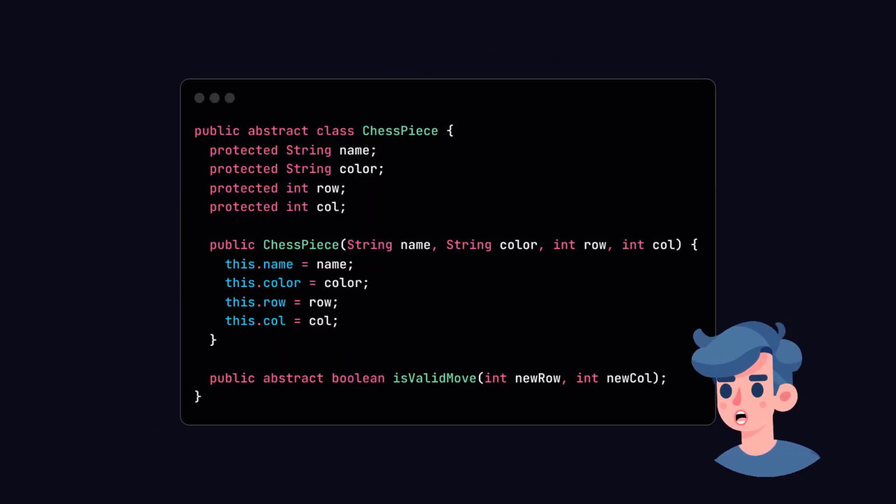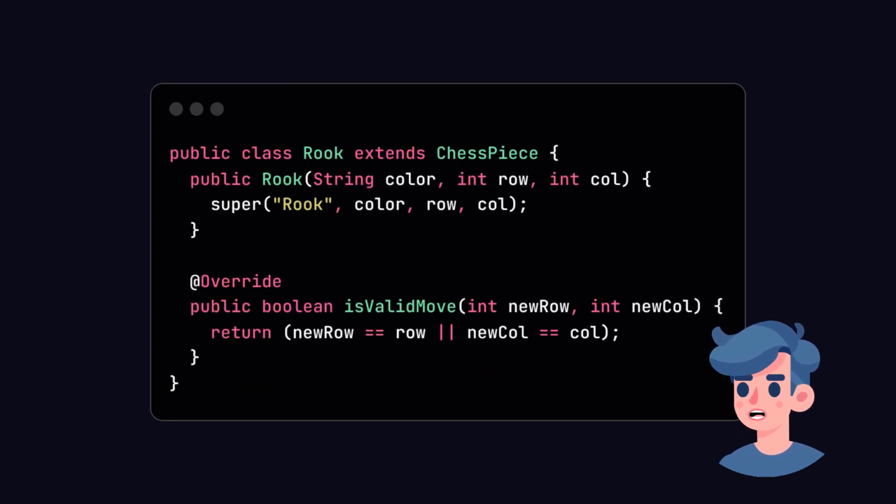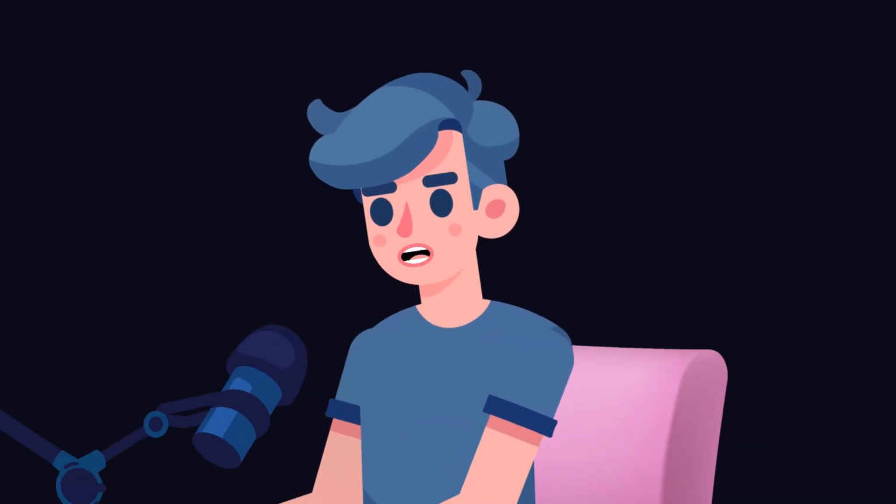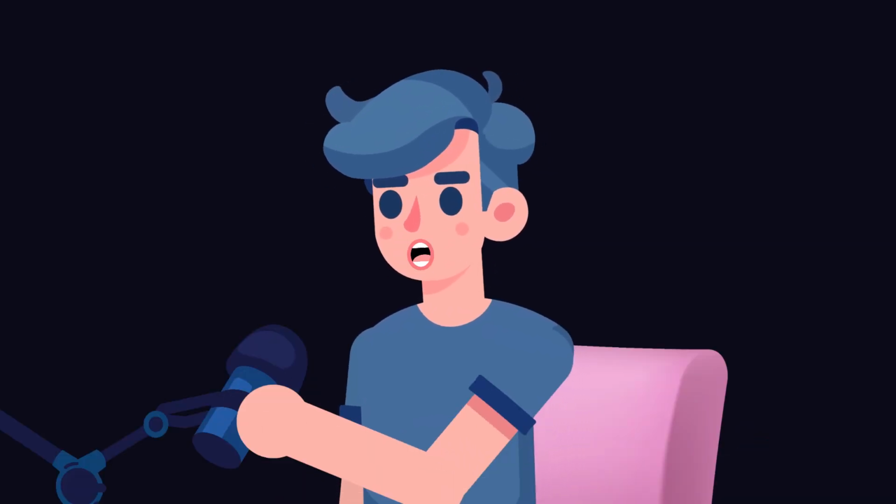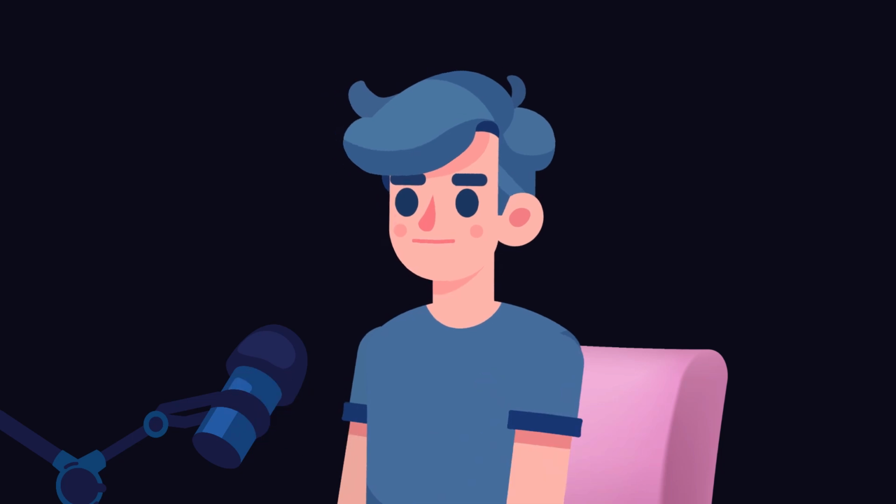Next, we need to add chess pieces onto the board. We can represent each piece with a class that extends from a basic class called ChessPiece. Let's create the base class first. This class will define the basic structure for our chess pieces, including their name, color, and position. Now let's create a specific piece, like a rook. Here, we've added a specific chess piece, the rook, and overridden the isValidMove method. This will check whether the rook can move in a straight line horizontally or vertically.